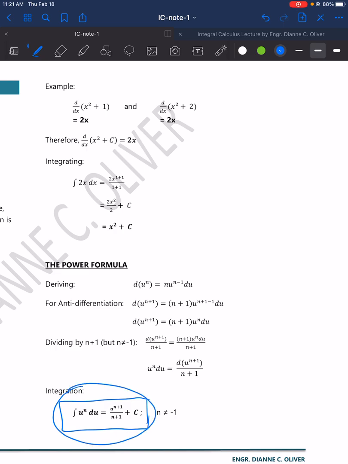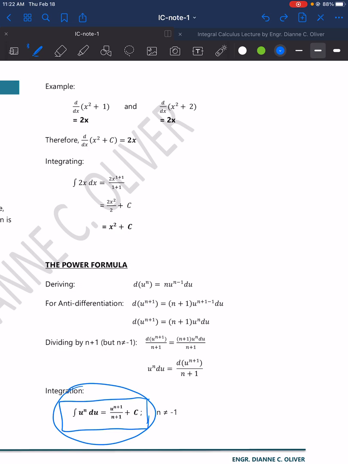So copy the base u, then plus 1. So remember that in differentiation, you minus 1 on the exponent, but in the integration, you plus 1 on the exponent. So n plus 1, and then whatever happens here will be copied in the denominator. So if the exponent is n plus 1, the denominator is also n plus 1. And don't forget the plus c. You will understand later why there's a plus c.